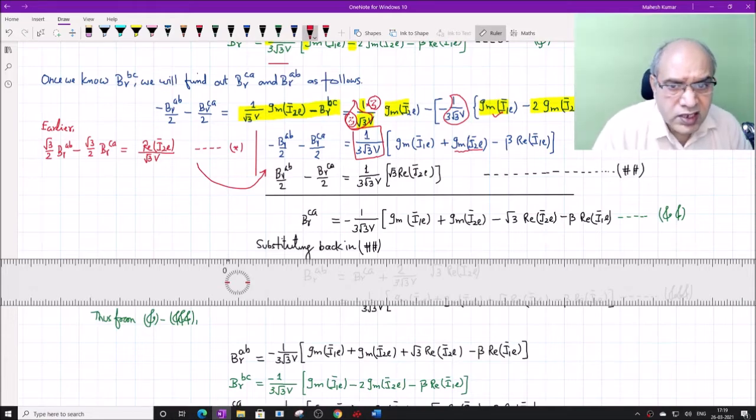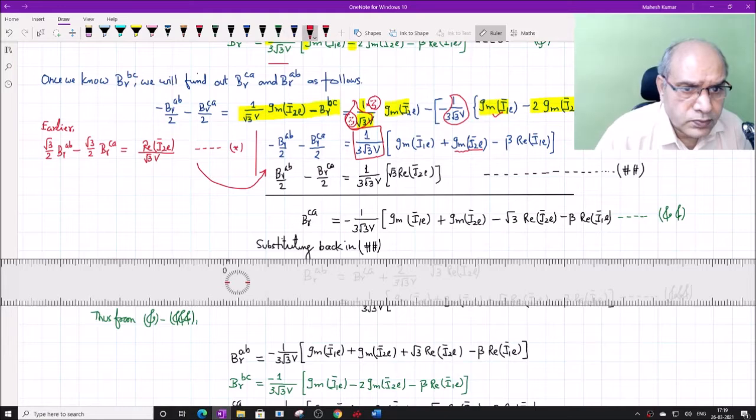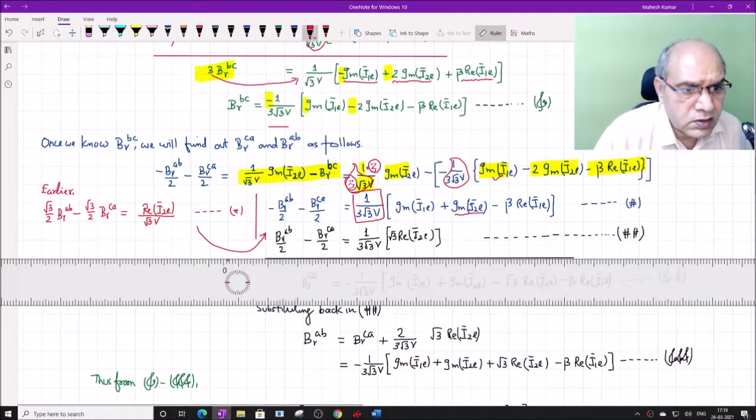Am I correct? The sign is correct, but here it should come as imaginary, or plus this value of this term. Will you please check this term?